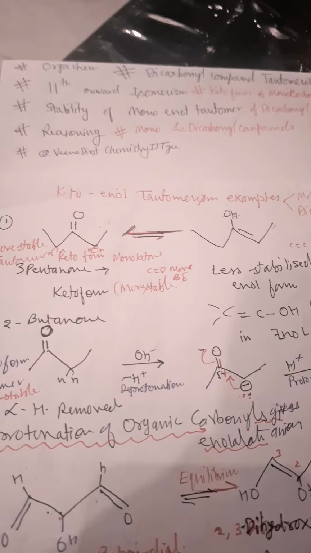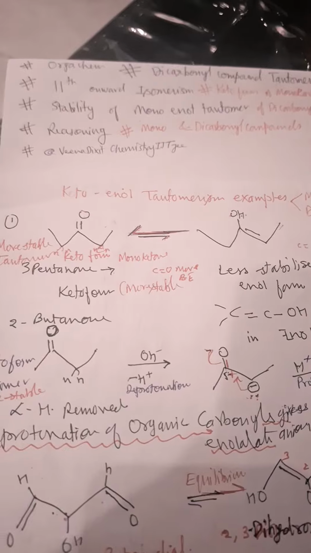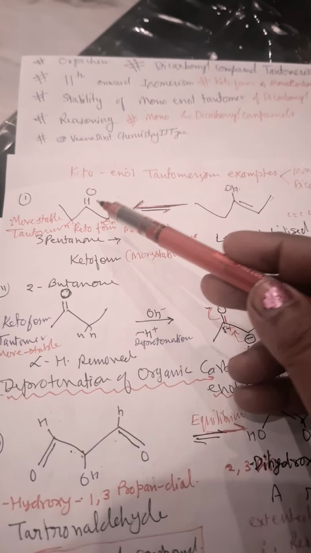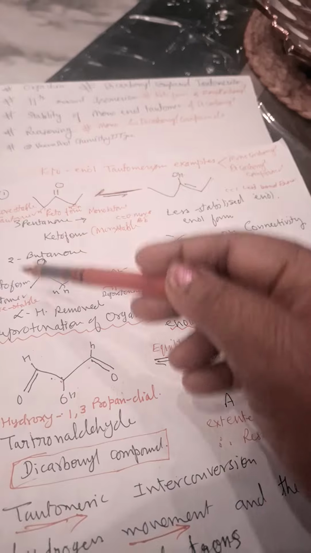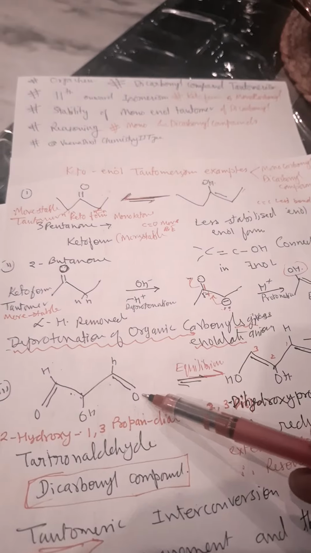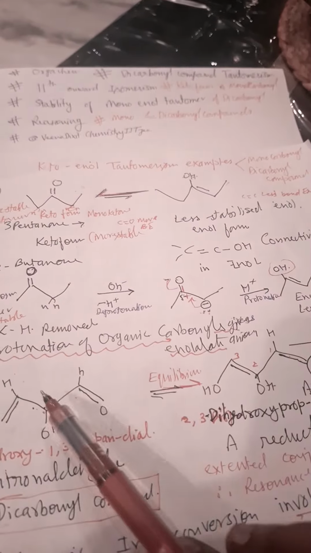I am Veena Dikshit. We are discussing keto-enol tautomerism of monoketone compounds. I took two monoketone compounds and one dicarbonyl compound. Monocarbonyl, two examples, and dicarbonyl, only one example.